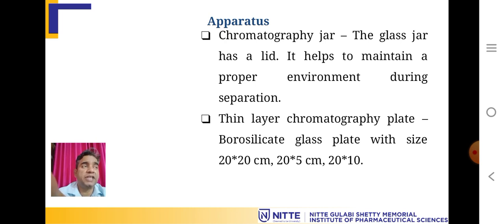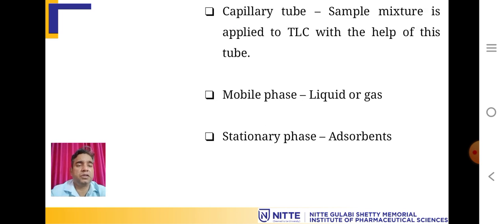The width is changing because when you have one compound, there is no point in increasing the width of the plate. You can apply a single spot, and you can use 20 by 5. When you have two or three, you can take 20 by 10, and when you have a larger number of compounds, you can take 20 by 20. So this is how we choose the plate.